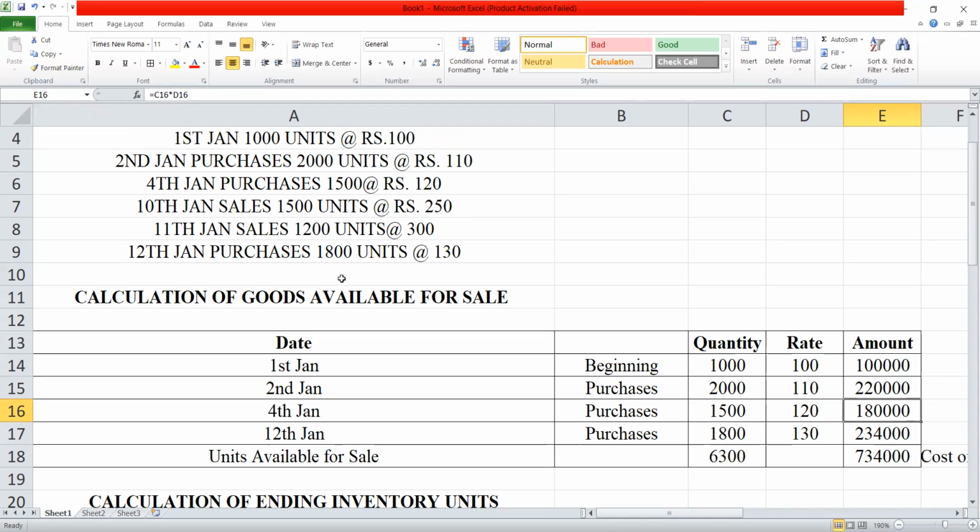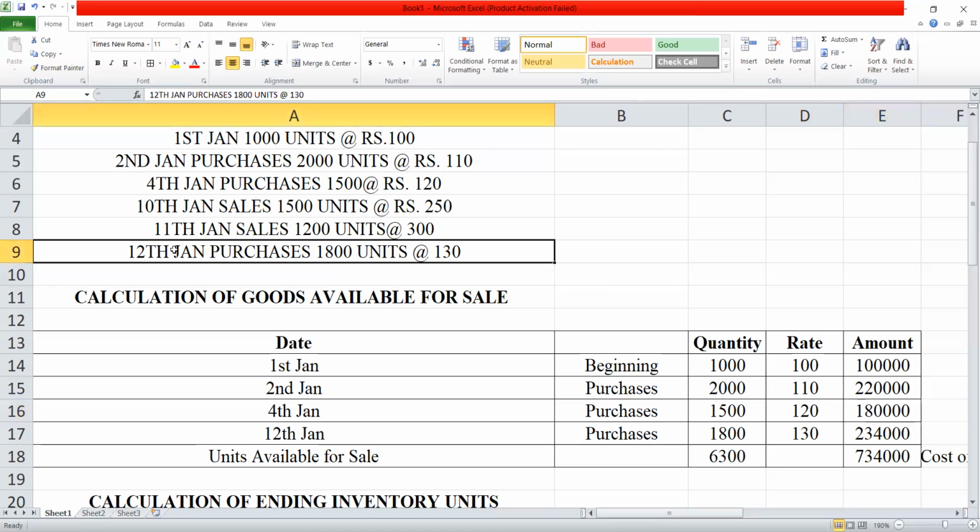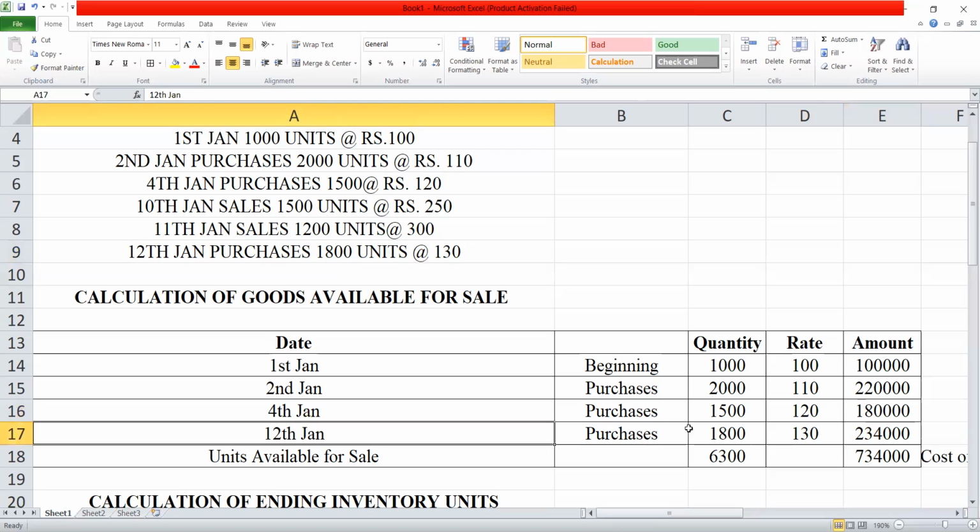Now, after 4th Jan, we have two sales on 10th January and 11th January. We do not have to add them here because we are calculating the cost of goods available for sale, or units available for sale. Therefore, we only have to add up the purchases. So in the last, on 12th Jan, there's a purchase of 1800 units at rupees 130, and the calculated amount is 234,000.